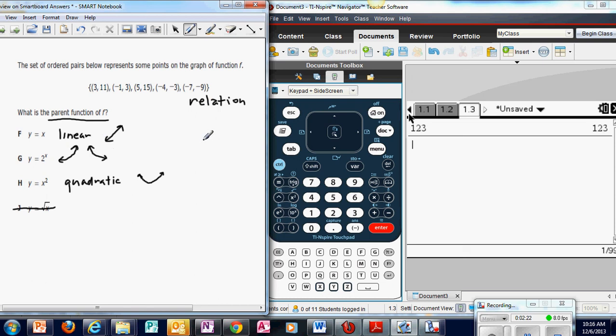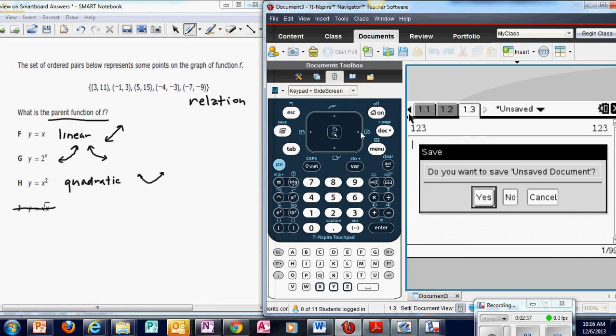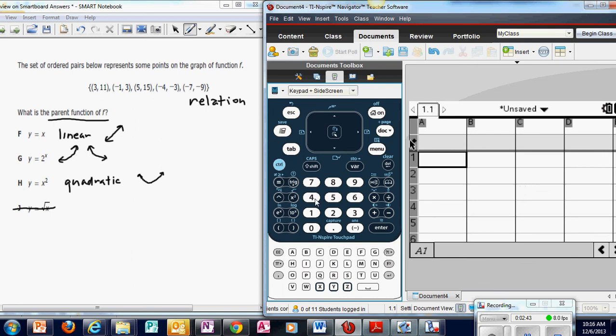So what we're going to do is open a list and spreadsheet, list up these points, then open up a data and statistics page and plot them in a scatter plot. So first thing I'll do is go to home, start a new document, which is 1, and not save anything. So I want to get rid of all the junk, and I need a list and spreadsheets page, which is 4. List these points.